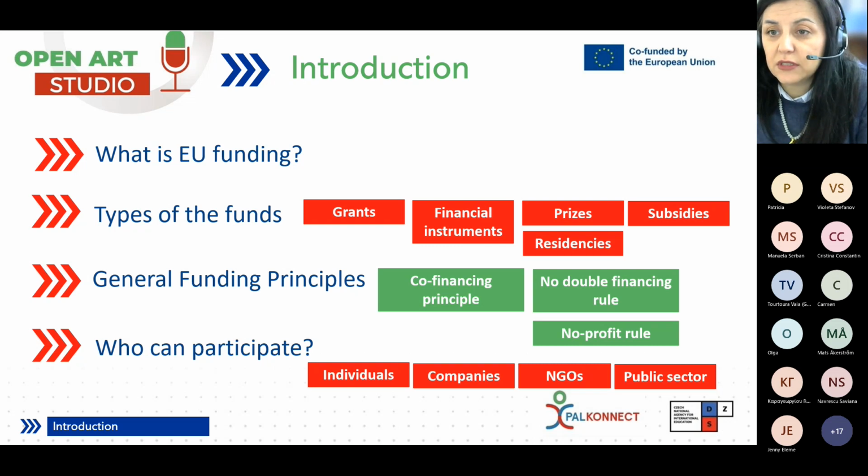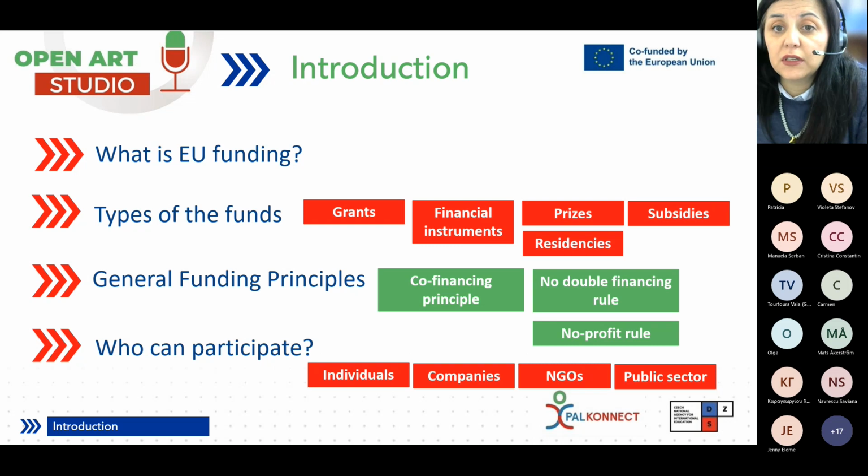The other important part of the funds are subsidies, and the subsidies are a big part of the European funding, and they provide direct cash payments to different kinds of organizations, and they are linked to organizations. So that means that they can be companies or NGOs.